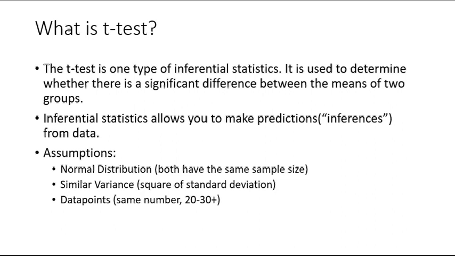Using the t-test, there are assumptions that we need to consider: there must be a normal distribution for both data sets, the same sample size, and of course similar variance. Variance refers to the square of the standard deviation. The t-test is very useful for research or for collecting data of around 20, 30, or 40 items or sample data.